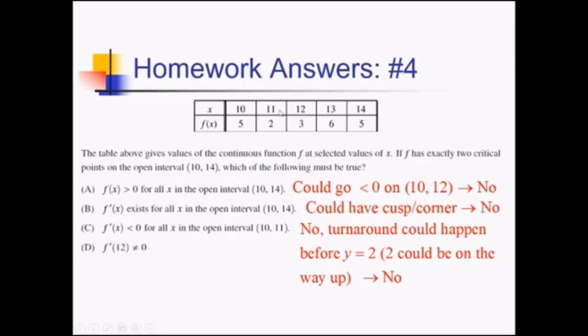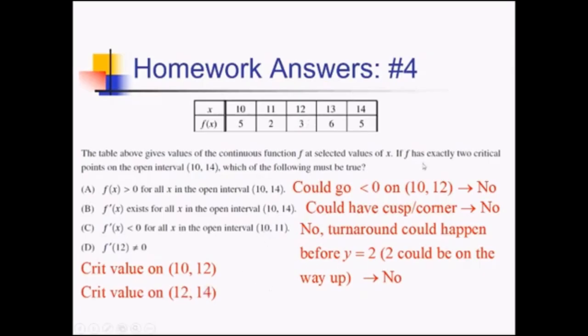We know that because we're going down and then back up between 10 and 12, there's a critical value somewhere on the interval from 10 to 12. We also know that since we're going up to 6 and back down to 5, there must be a critical value to let us turn around somewhere in the interval between 12 and 14.